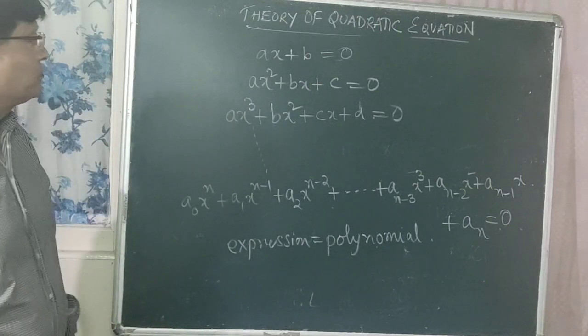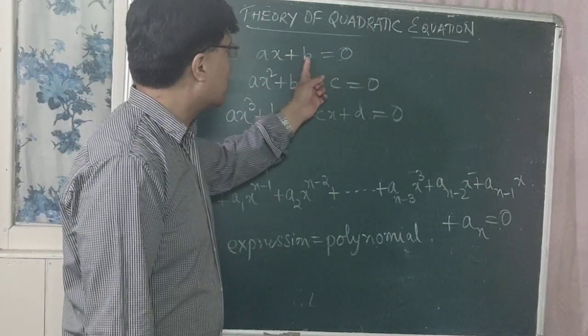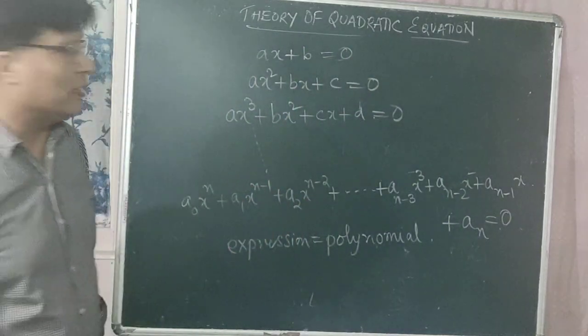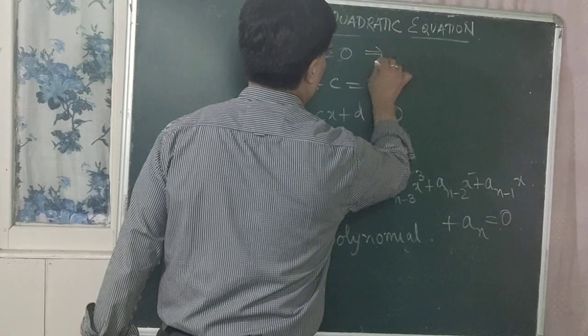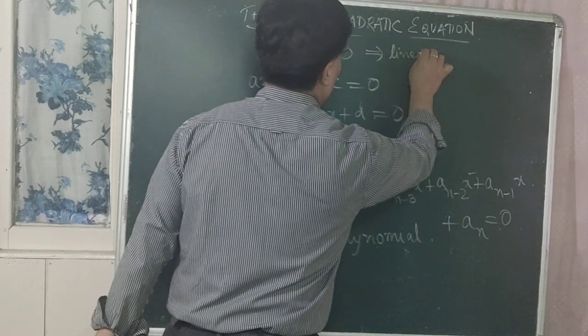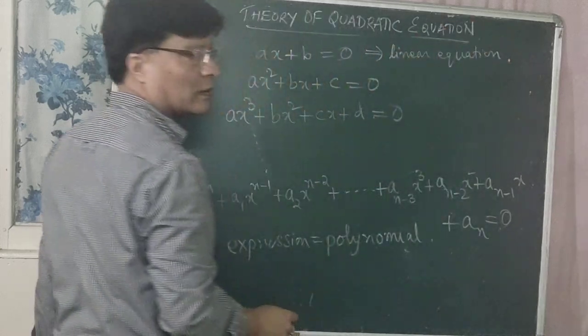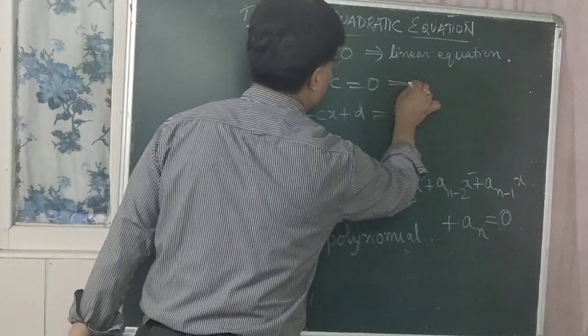Is that clear? Now this ax plus b is equal to 0 is an equation. This is known as a linear equation. This is known as what? Linear equation. And this is known as what?